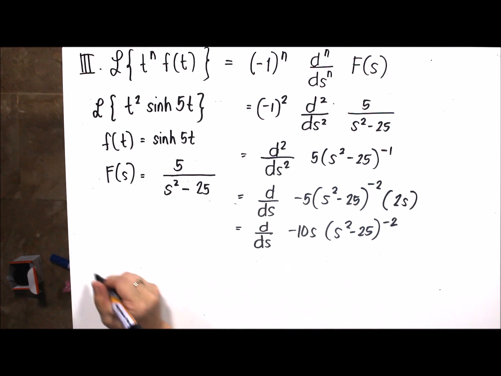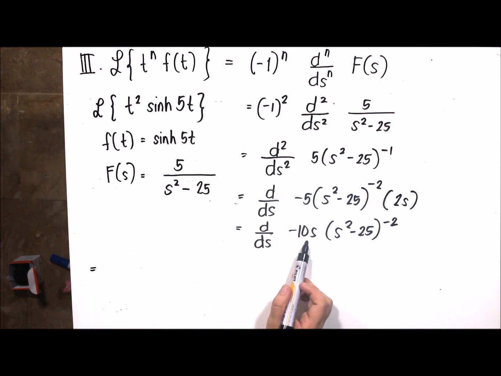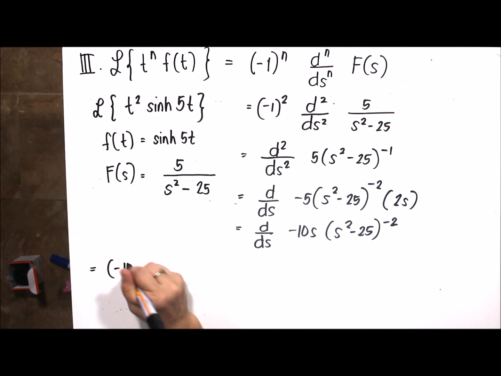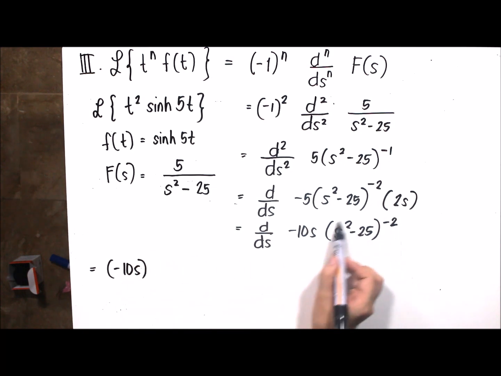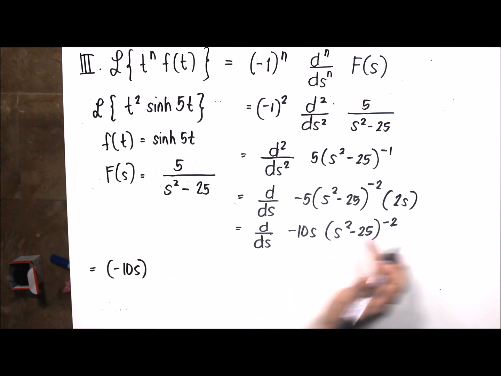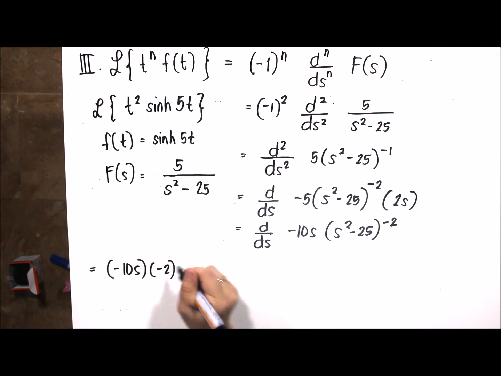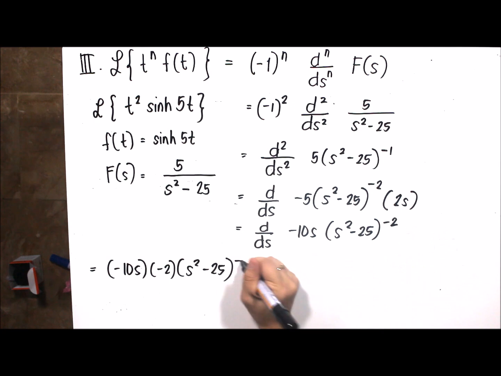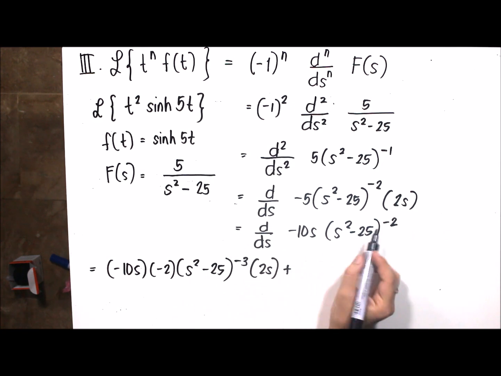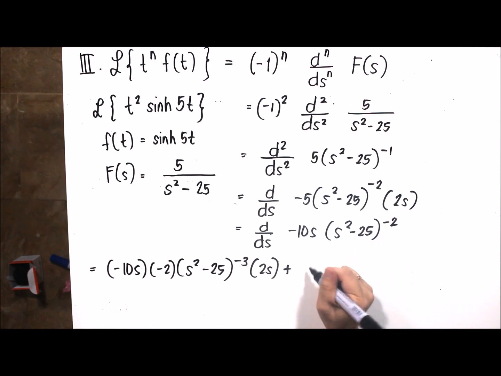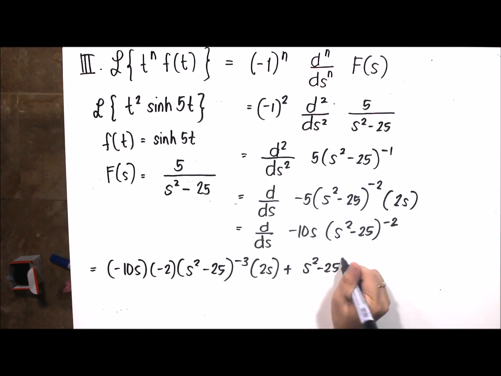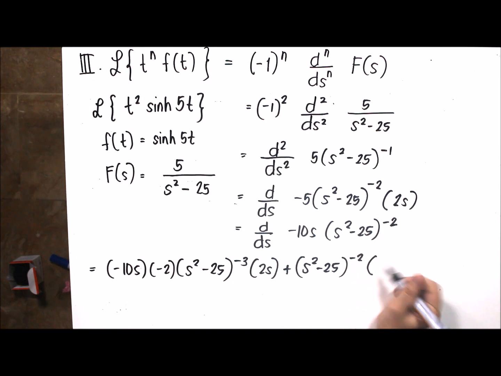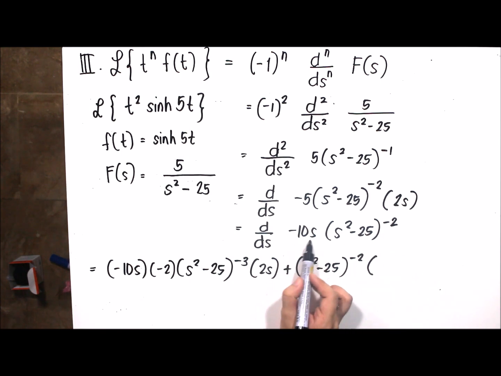UV. So, solution natin. Copy U. It's negative 10s. And then take the derivative of the V term. So, bring down negative 2. Copy the base. S squared minus 25. Minus 1 dito. So, negative 3. It's derivative ng base. Kaya we have 2s pa rin. Plus, copy the V term naman. Second term. S squared minus 25 raised to negative 2 times derivative naman first term. Negative 10s is negative 10.